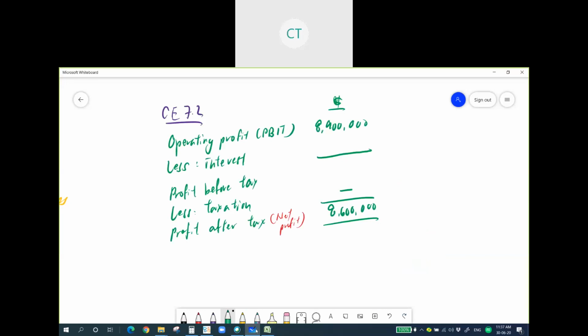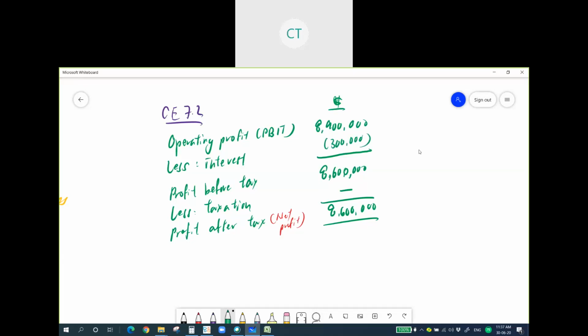So we add back the amount. The profit before tax is 8.6 million. The profit before tax is the same as profit after tax. Why? Because there is no taxation in the company. But from this comparison, can we identify the interest expenses? Yes, the interest expenses is 300,000.